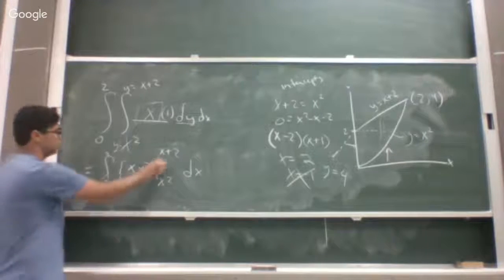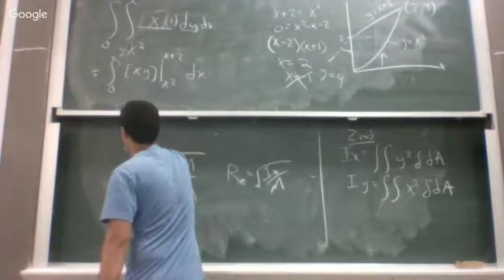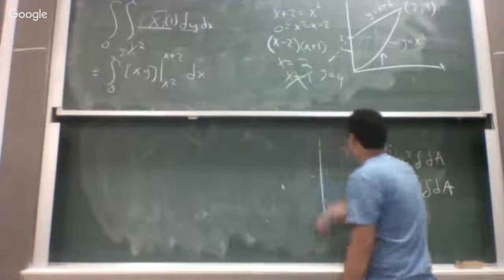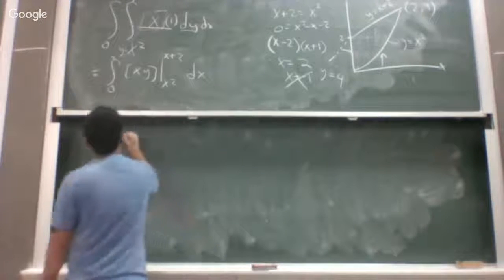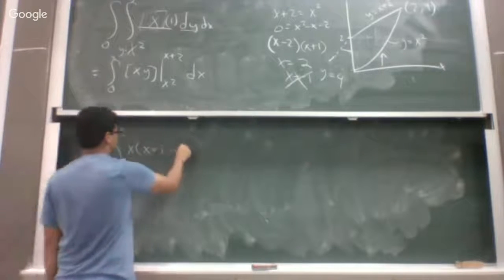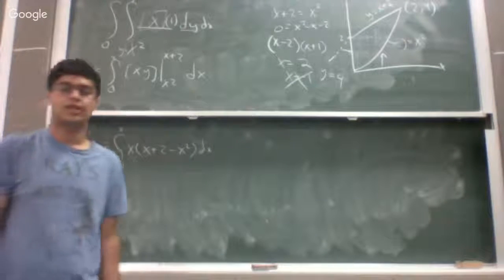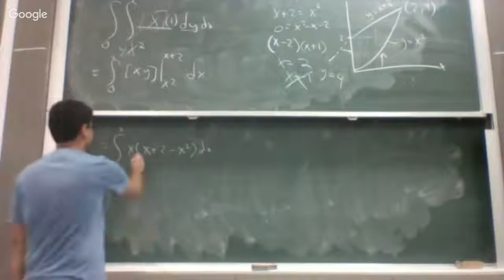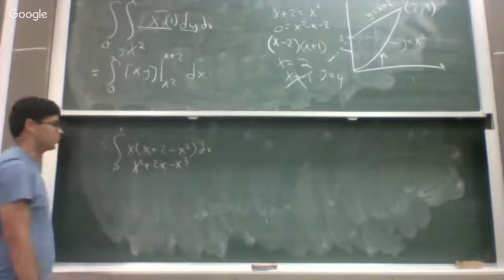So then we treat it like a normal integral, and instead of limits we have functions. So then it'd be x plus 2 minus x squared. So then we'd have from 0 to 2 of x times x plus 2 minus x squared dx. Do you guys see how we got there? Yeah. So then it's x squared plus 2x minus x cubed. You do the integral and plug in.